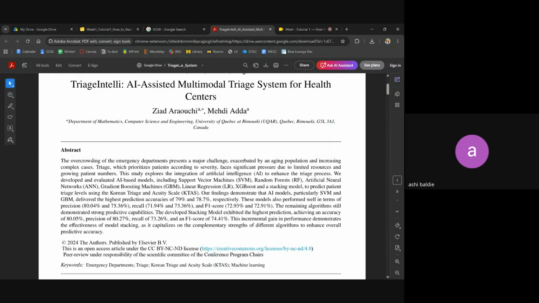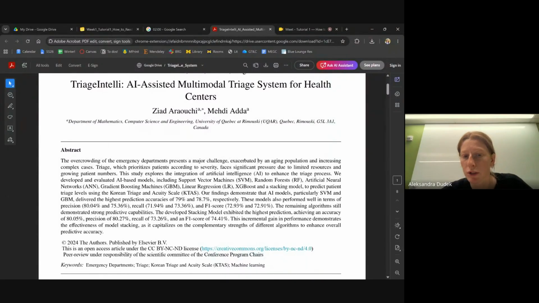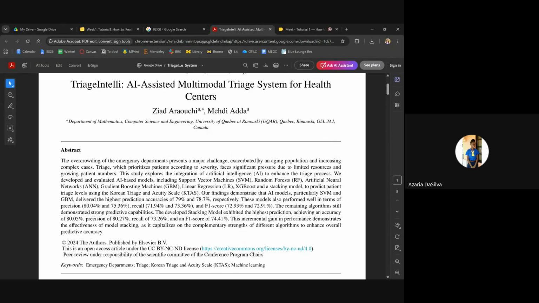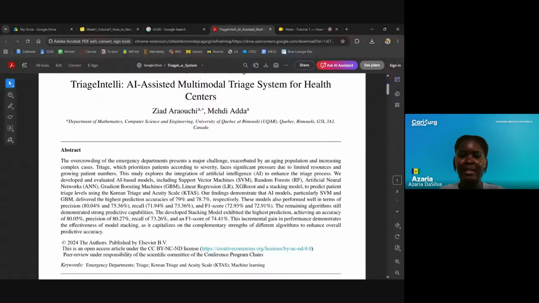They employed several AI models and used to evaluate the SVM, the random forest, the ANN, and the GBM. And they use the stacking model as well. Yeah, so they implemented a bunch of models. And what are those models doing? They're predicting patient triage levels in the different emergency departments.